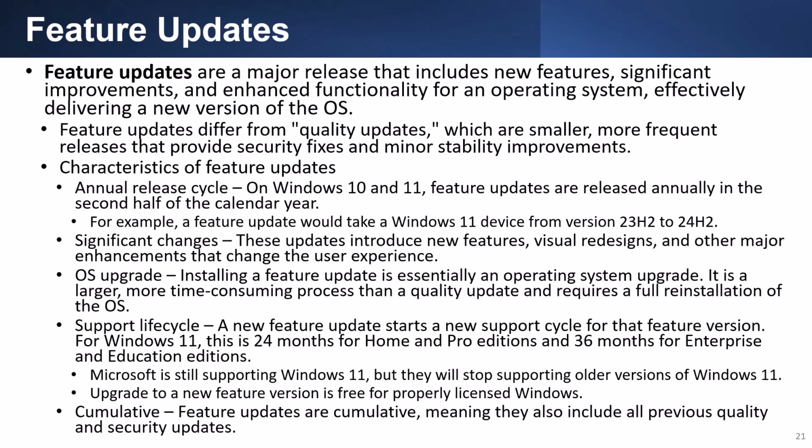Characteristics of feature updates include annual release cycle. On Windows 10 and 11, feature updates are released annually in the second half of the calendar year. For example, a feature update would take a Windows 11 device from version 23H2 to 24H2. It includes significant changes. These updates introduce new features, visual redesigns, and other major enhancements that change the user experience. OS upgrade.